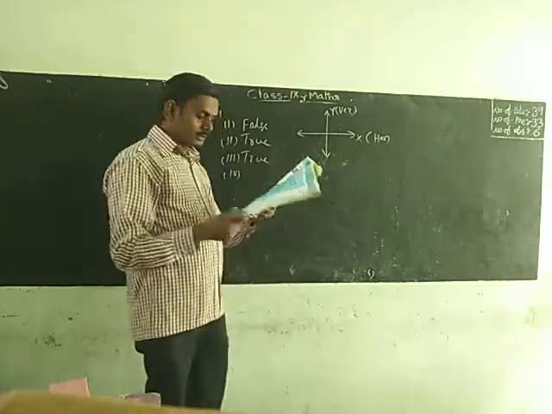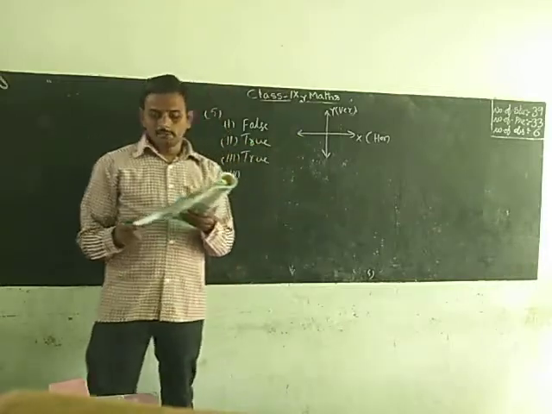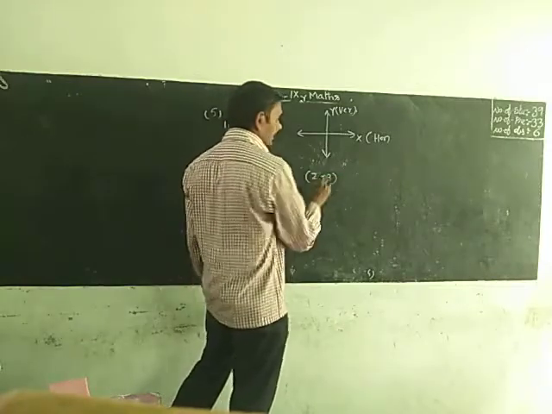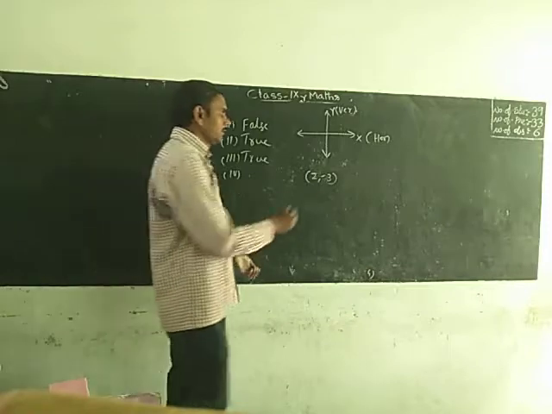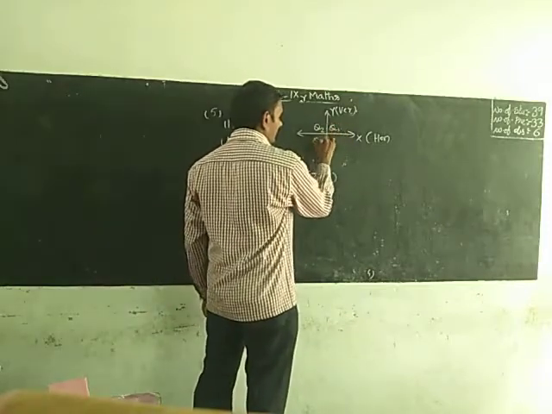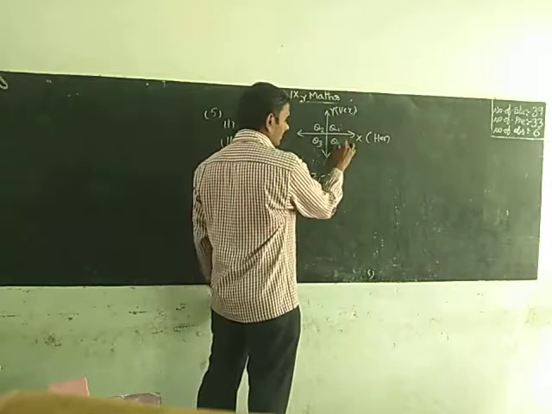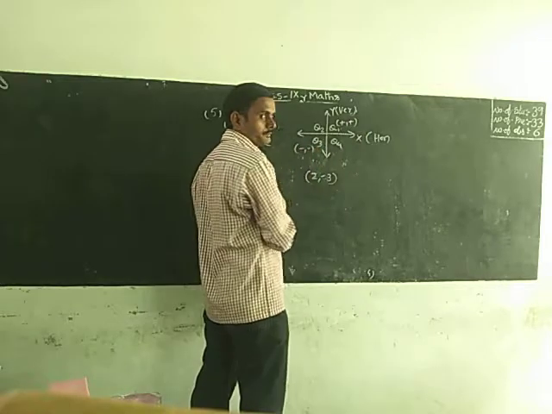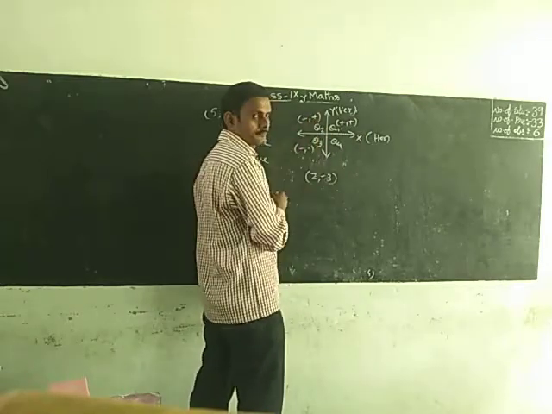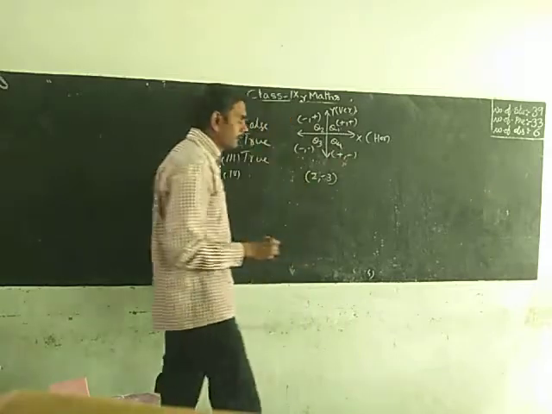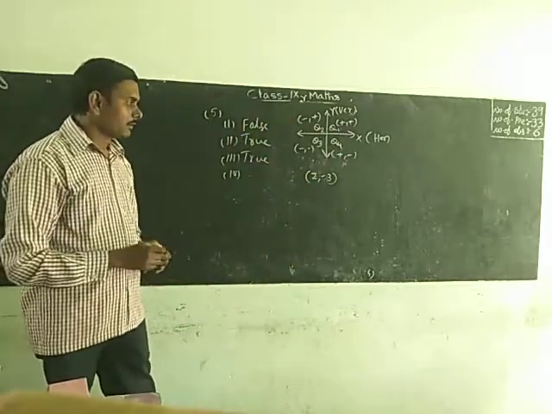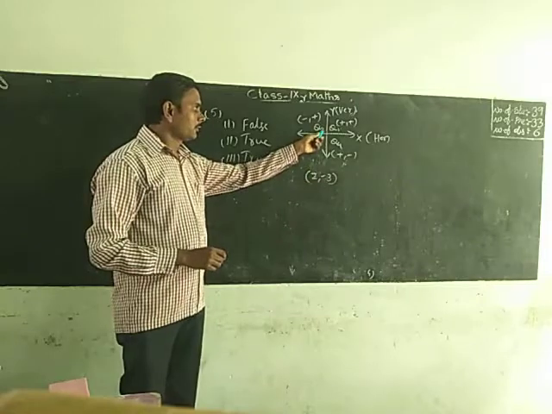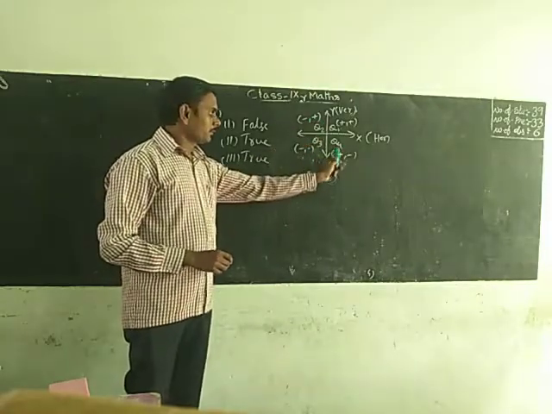Fourth question. The point (2, -3) is located in which quadrant? Already we know the quadrants: Q1, Q2, Q3, Q4. In Q1 both will be positive. In Q3 both will be negative. In Q2 one is minus, one is plus. In Q4 one is plus, one is minus.